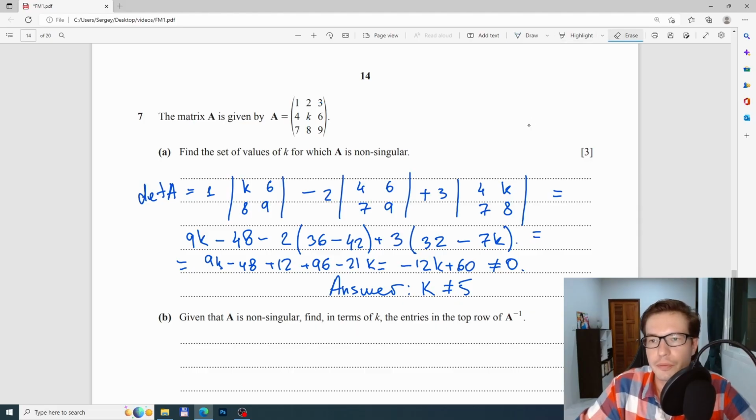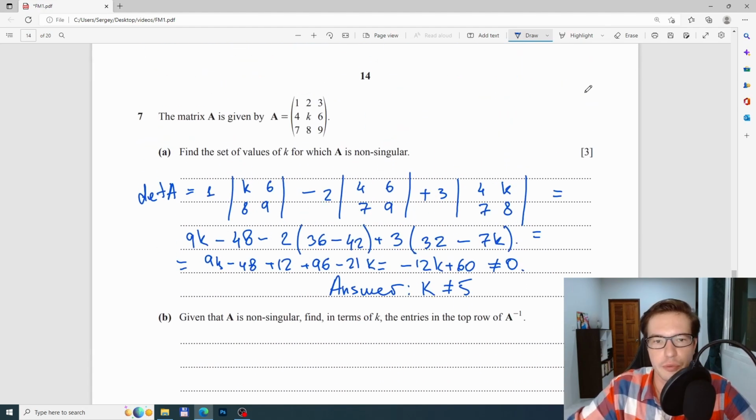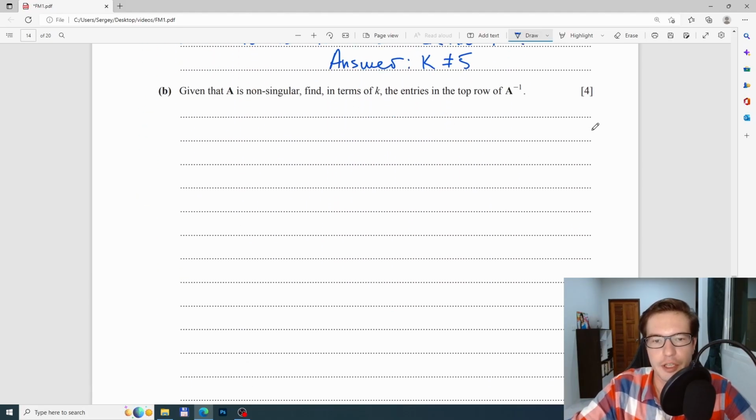Okay, so first of all, I'm going to cross out 1. And I get k, 6, 8, 9. So it's going to be the element of the first row and the first column of the cofactor matrix. So it's k, 6, 8, 9. And later I will have to find the determinant of that.